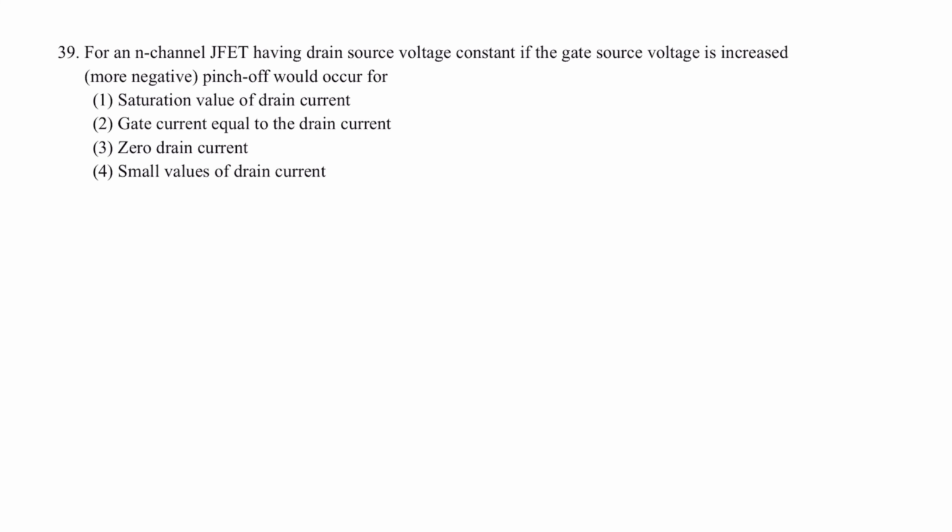Next question. For an N channel JFET having drain source voltage constant, if the gate source voltage is increased, the pinch off would occur for small values of drain current. Option 4. For an N-channel JFET having drain source voltage constant, if the gate source voltage is made more negative, then pinch off would occur at a small value of drain current.